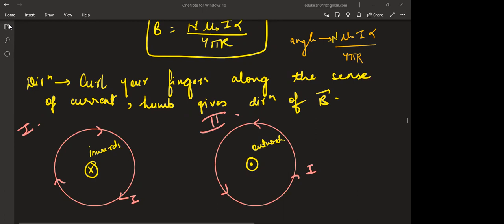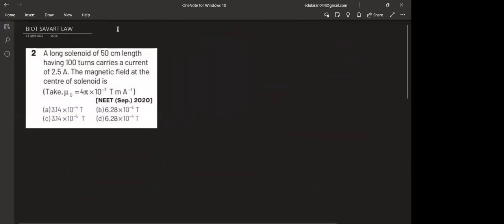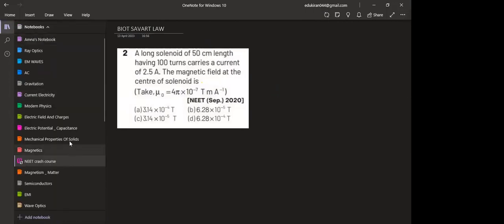All right, let us practice some questions now. This question says that a long solenoid of 50 centimeter length has 100 turns and carries a current of 2.5 amperes. Find the magnetic field at the center of the solenoid. We haven't discussed the solenoid or Ampere's circuital law right now. Let's discuss Ampere's circuital law as well.